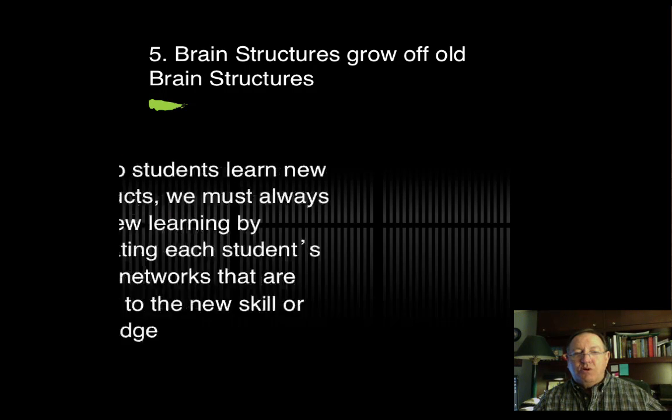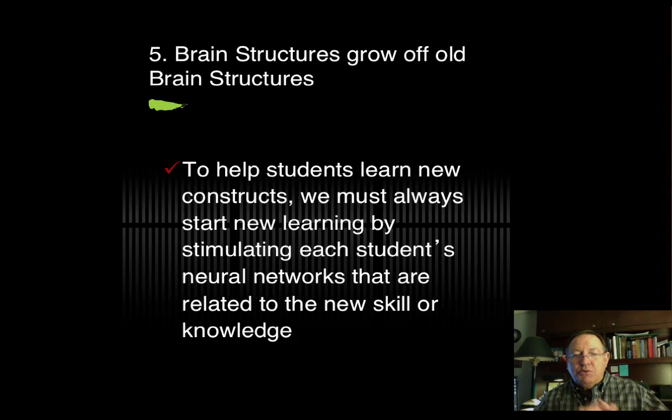Brain structures grow off old brain structures. I think this is almost, once again, a slam dunk. We understand that we have to connect new things that we learn to previous things that we learned, so that connection cements itself much better. Always start new learning by stimulating each student's neural networks that are related to the new skill. In other words, you want to stimulate them, saying that we've learned this, and so now, because of that, we're going to take that and learn this.